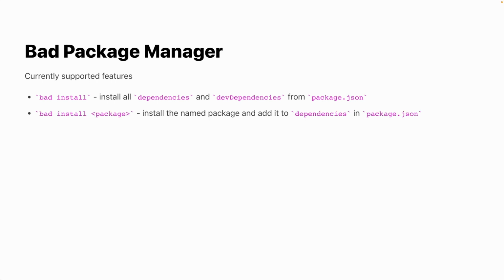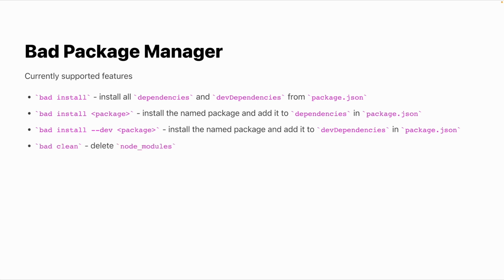Let's take a look at what features the Bad Package Manager currently supports. Bad install will install all dependencies and dev dependencies from package.json. Bad install package will install the named package and add it to dependencies in package.json. There's also bad install --dev package, which will install the named package and add it to dev dependencies in package.json. And there's a bad clean command, which will delete the node_modules directory.